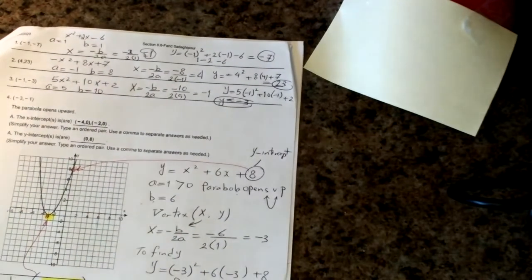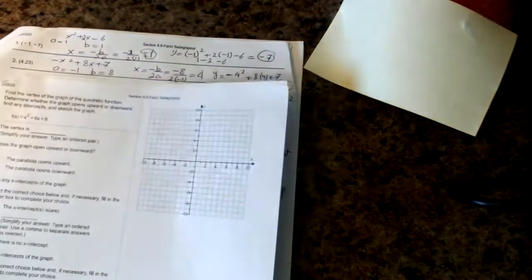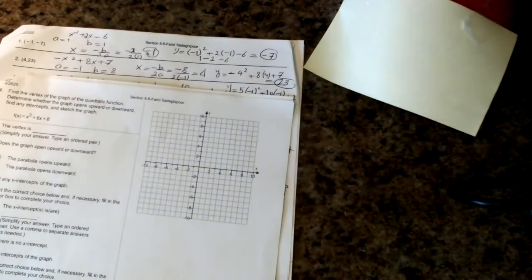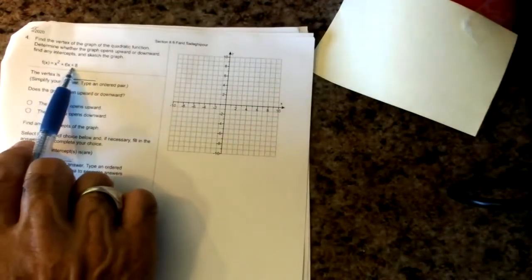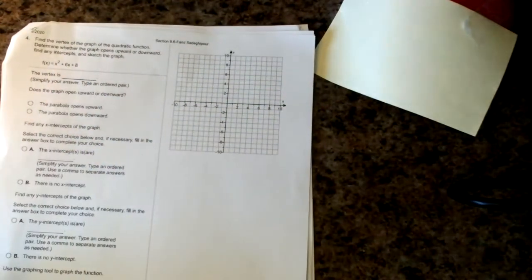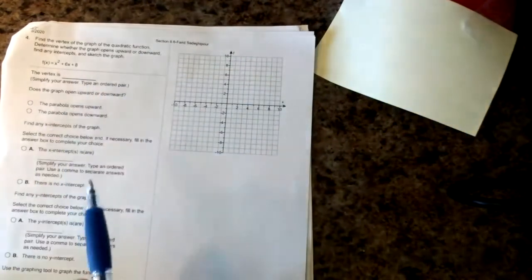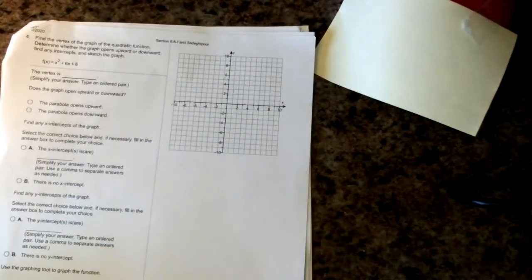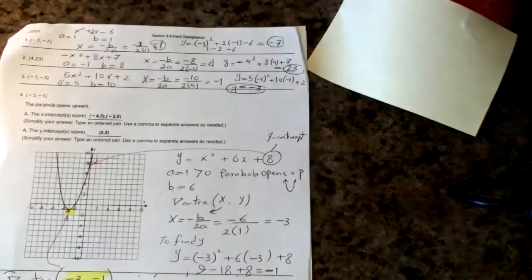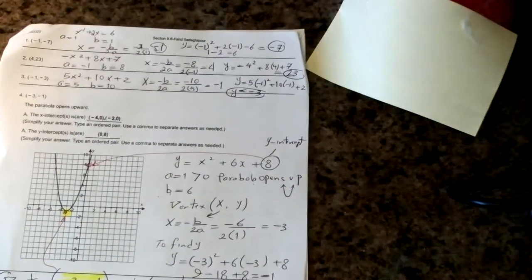Now, problem number 4. The equation given is x squared plus 6x plus 8. They want us to find the vertex, and they want us to find the x-intercept and the y-intercept and so forth, okay?